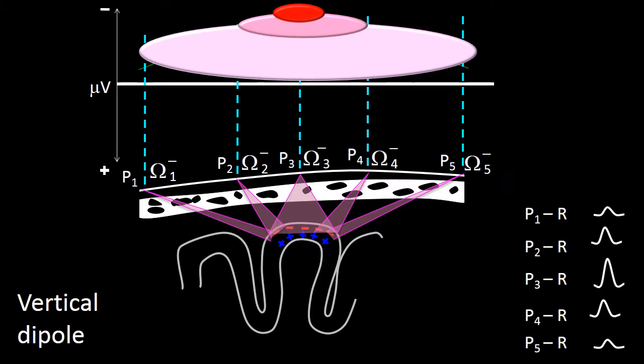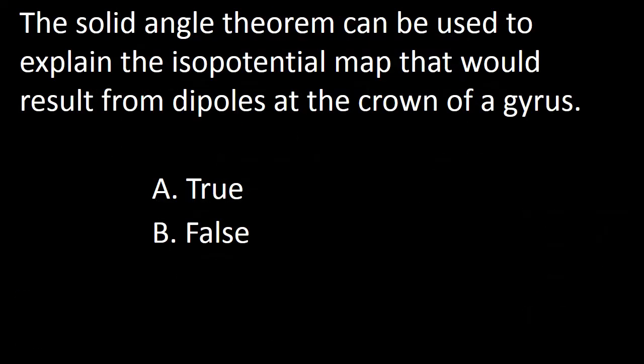The potential just introduced corresponds to the wave of the isopotential maps where each electrode is paired with the distant electrode at the neutral point, that is the potentials on your right. As you can see, the tallest wave will correspond to electrode P3, the one with the widest subtended cortical area. So the answer to this question is A, true.